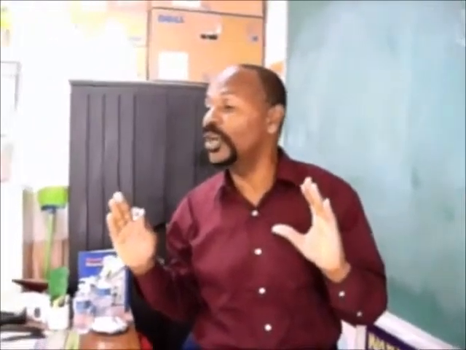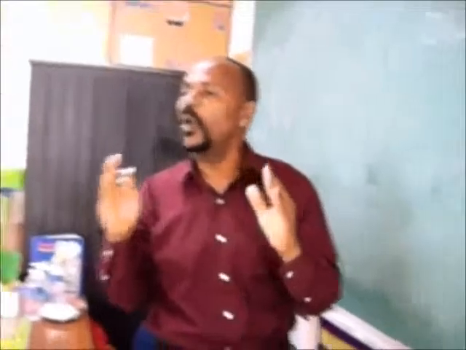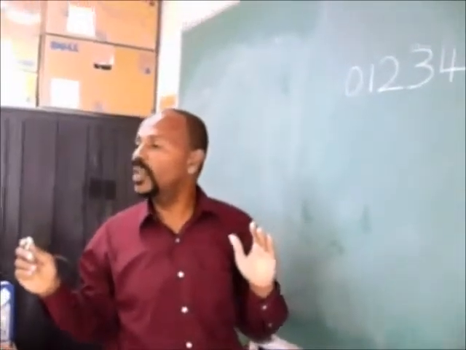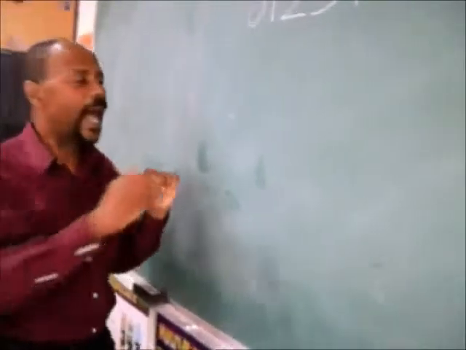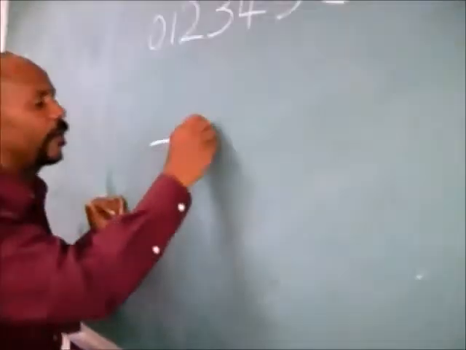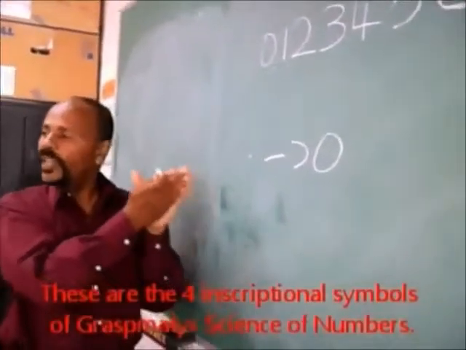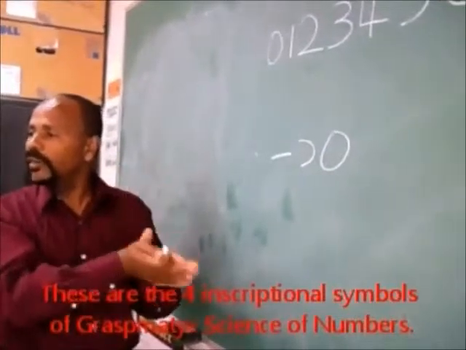Here's what you're about to do that most people have never done. You're about to use your mind in a beautiful form, putting things in order. What is the first inscriptional symbol? Dot. Second? Line. Third? Curve. Circle. Now, this is the order things should be written. Always starting off with a dot, then go into line, then curve, and then circle.